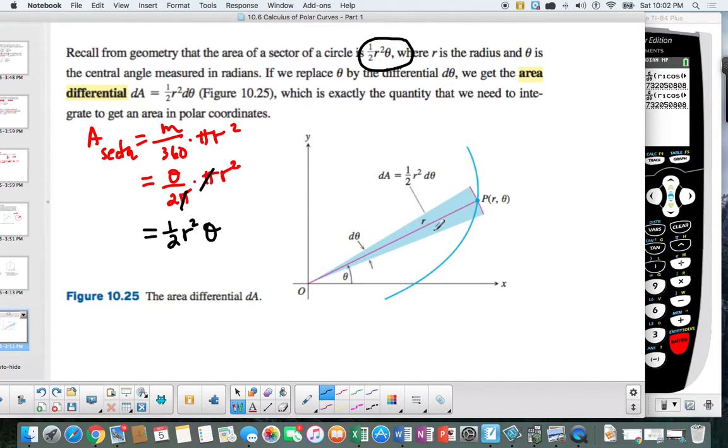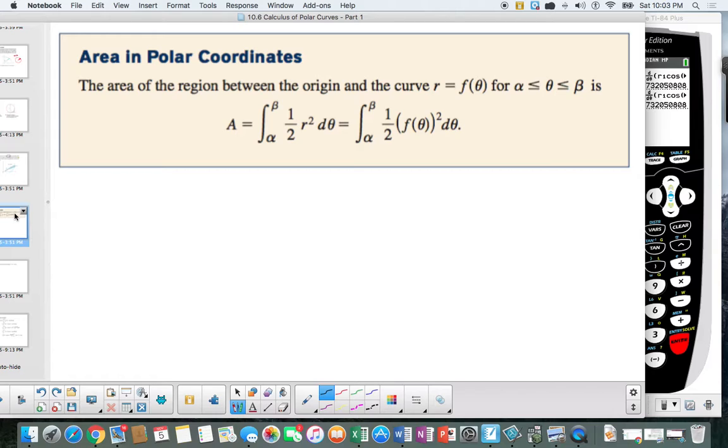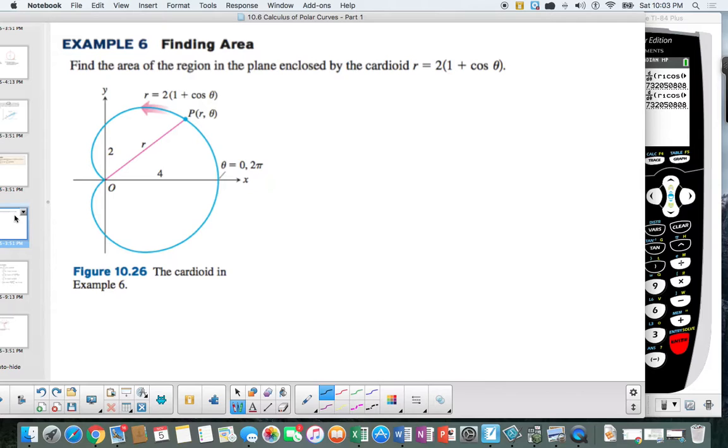Now, these little sectors are going to be smaller and smaller to get more and more accuracy, and we're going to see a little small piece of area will be 1/2 r squared times delta theta, a small change in theta. So the differential will look something like this. All right, so the area in polar coordinates looks like this. Let's go ahead and apply it.